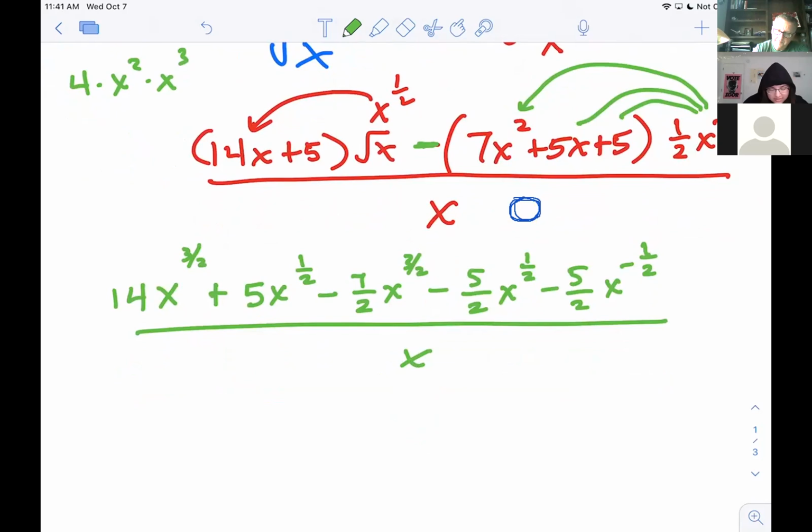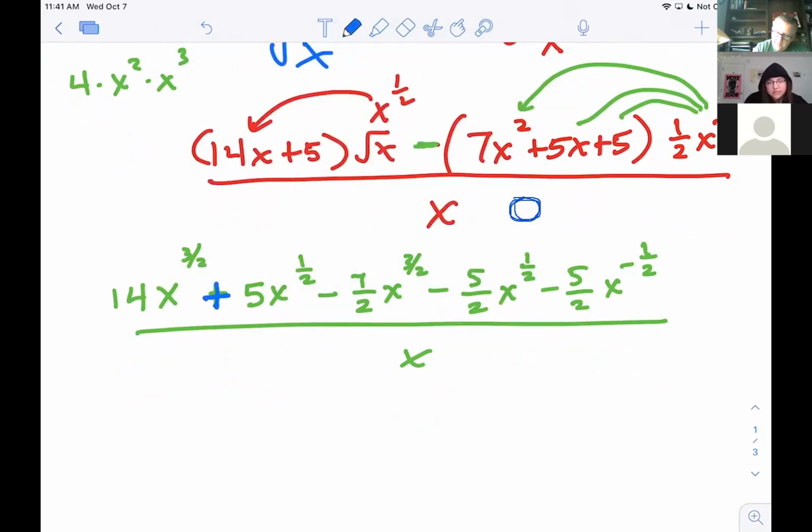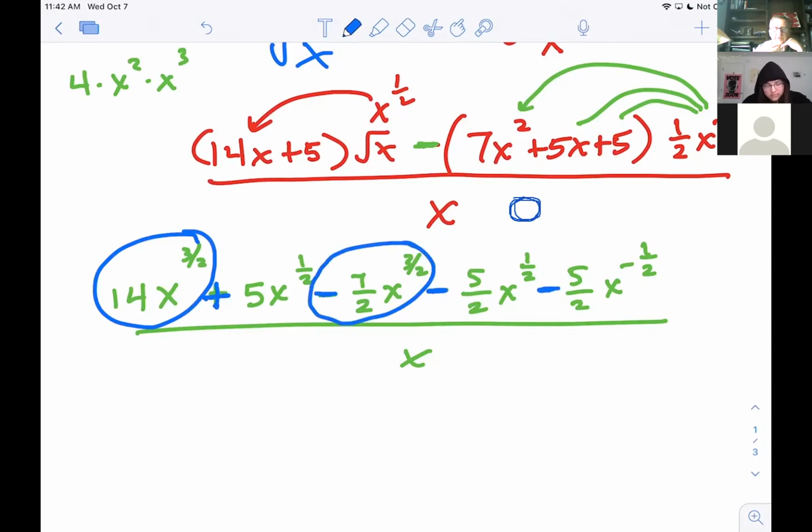Do you notice that, because of these plus and minus signs that I'm highlighting, there's actually 5 terms there? Can you add any of them together? Notice this is an x to the 3/2 and this is an x to the 3/2. And so I could add those together, right? It just sucks that there's fractions, because instead of 14 minus 7 or something, it's like 14 minus 7/2.